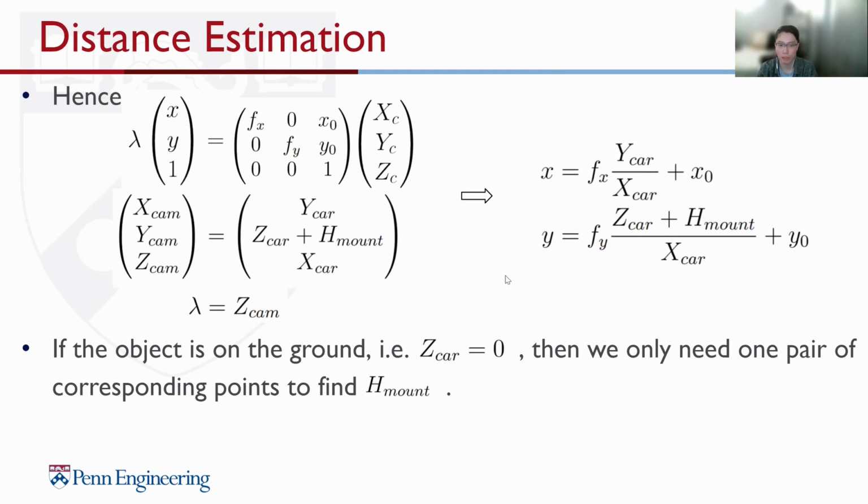You just solve for this height, then we can use this height to calculate things that are on the floor. Of course, we're assuming everything is on the floor. Basically, if there is an obstacle or an opponent car, we can assume that it's always touching the ground.